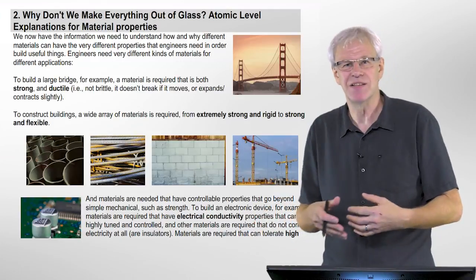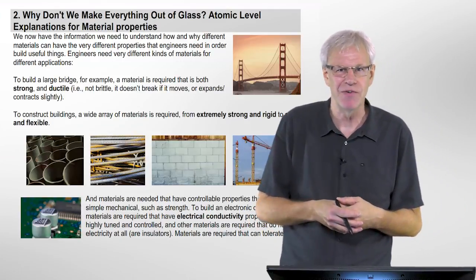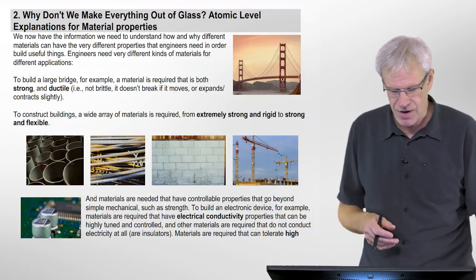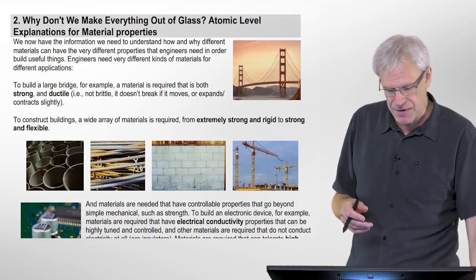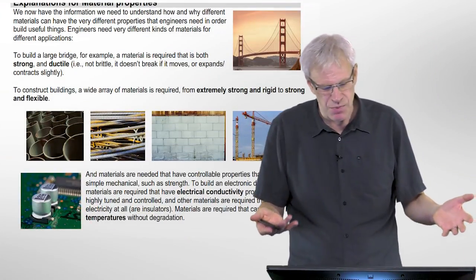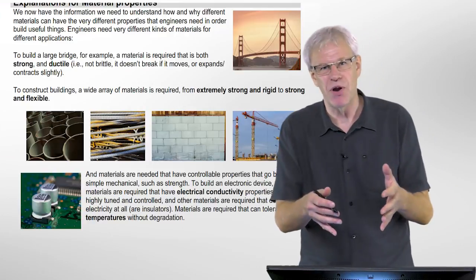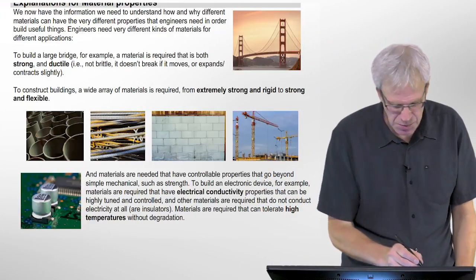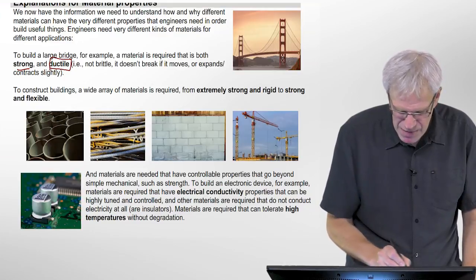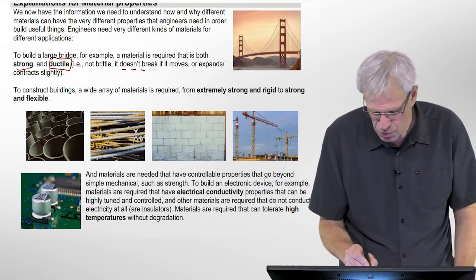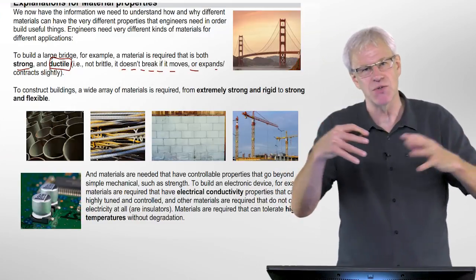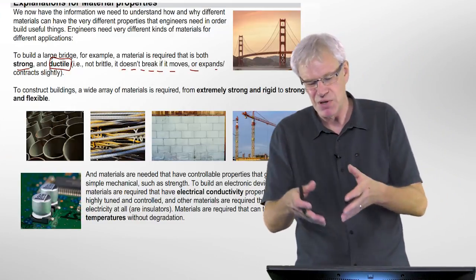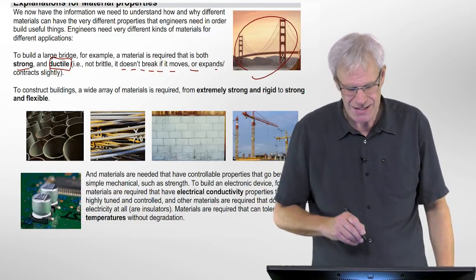By the time we get to the end of this section, it'll be blindingly obvious, if it isn't obvious already. For instance, if you want to build a very large bridge, you need material properties which glass doesn't have. And that's all kind of obvious, isn't it? You need a material which is both strong and ductile. What that means is it's not brittle. It doesn't break if it moves or expands or contracts a little bit. You can't build a Golden Gate Bridge out of glass, obviously.